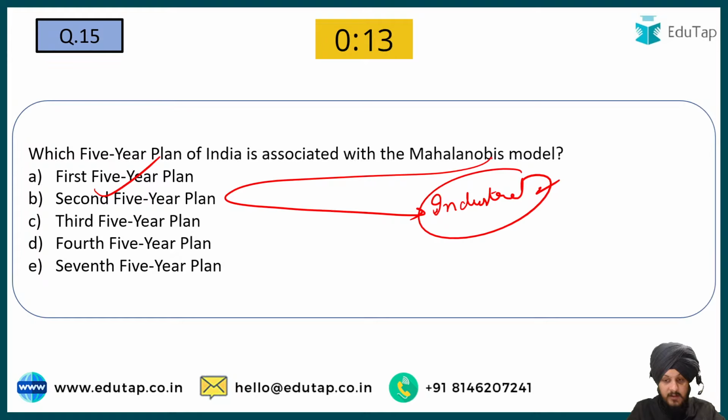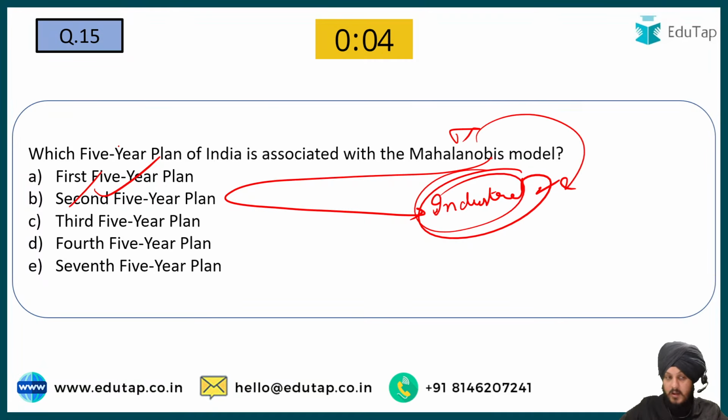Second 5-year plan. Yes, very good, Lohita. So promotion of industrial sector. So this is what it did very specifically, and an important model. So B होगा इसका. आगे चलते हैं.